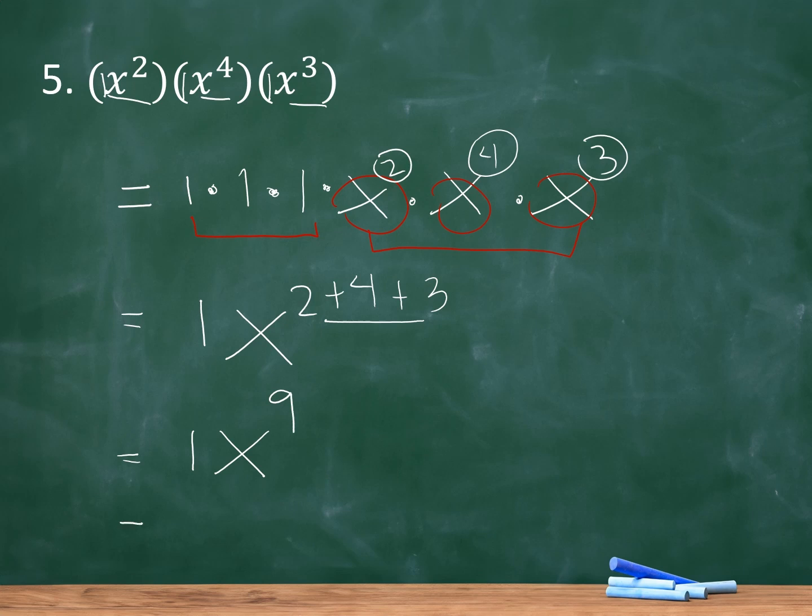Now, if our leading coefficient is 1, we have a special way of writing it. We write the 1 as an imaginary number. So our final answer would be x to the power of 9.